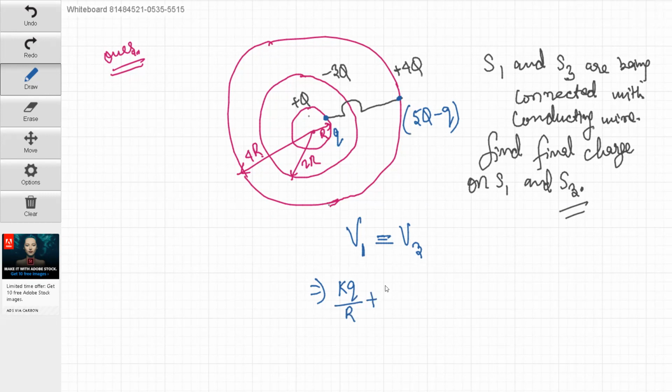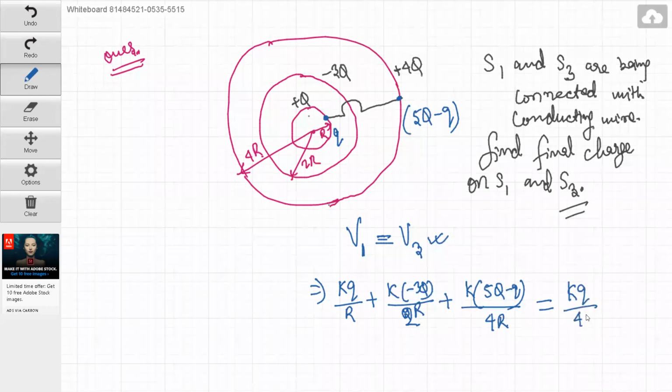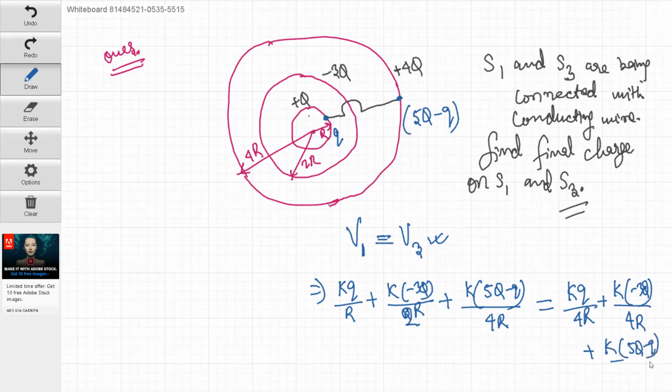What is the potential of sphere 1 due to sphere 2? That is k into minus 3q by 2r. Plus, what is the potential of sphere 1 due to sphere 3? That is equal to k into 5q minus q divided by 4r. Is this okay? And that will be equal to the potential of sphere 3, that is equal to k into a small q divided by 4r plus k into minus 3q divided by 4r plus k into 5q minus q divided by 4r.